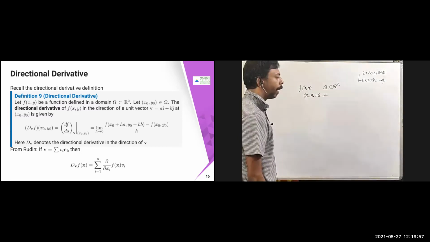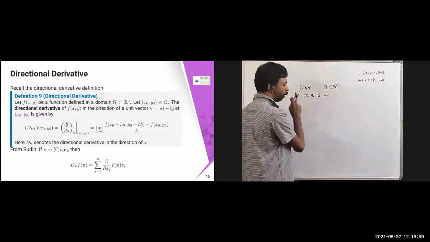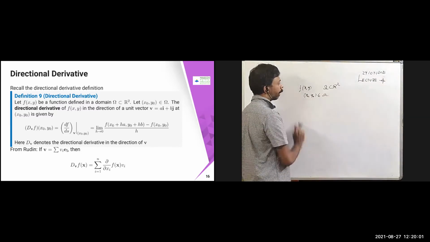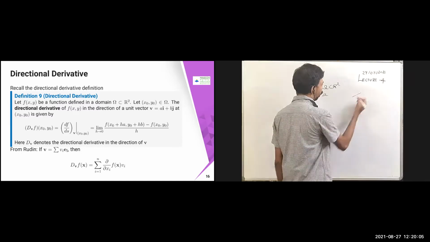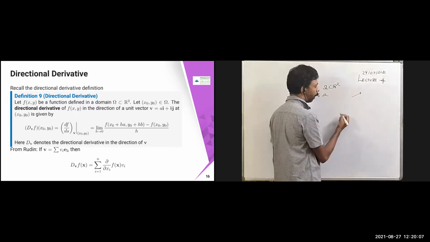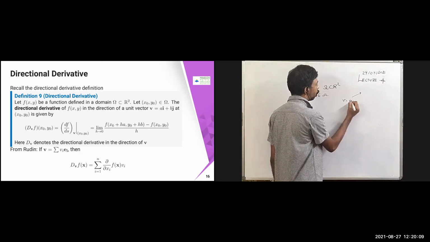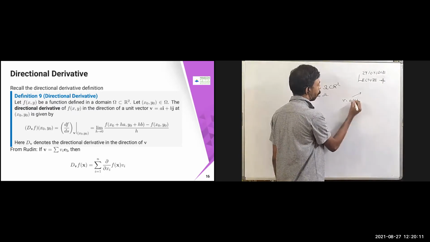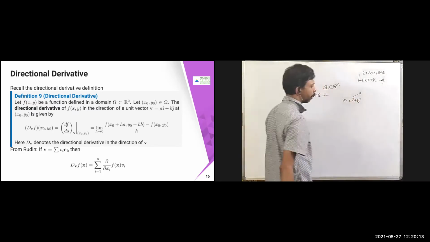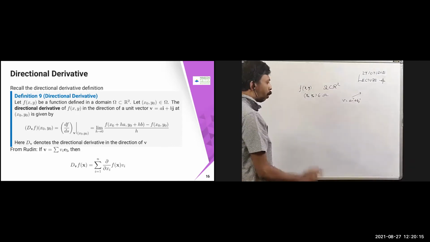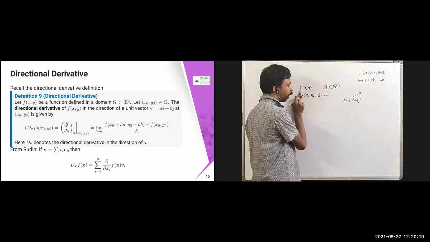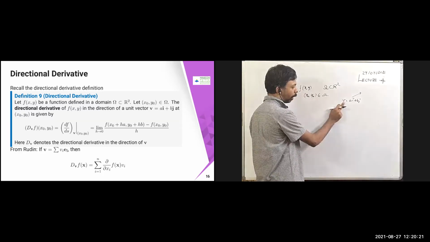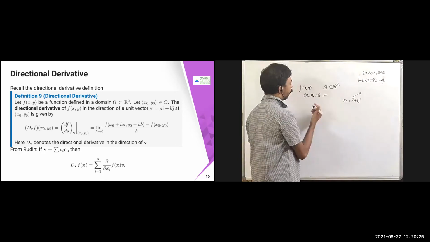We are going to define the directional derivative of f of x comma y in the direction of a unit vector v equal to ai plus bj. Remember that it's a unit vector that I'm defining, at the point x naught comma y naught. So the directional derivative of f of x comma y in the direction of the unit vector v equal to ai plus bj at x naught comma y naught.